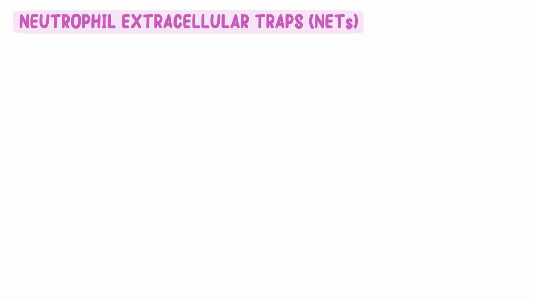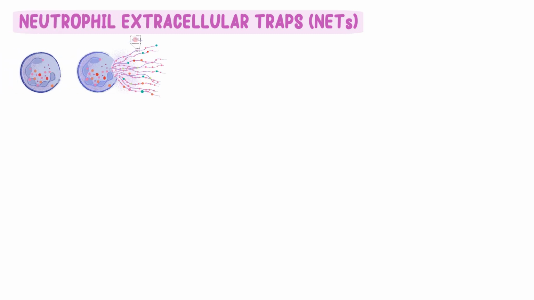In addition to their well-known roles in phagocytosis and microbial killing, neutrophils have another powerful weapon against infections: neutrophil extracellular traps. NETs are web-like structures composed of DNA and other nuclear materials that trap and neutralize pathogens at the site of infection. Let's break down how neutrophil extracellular traps are formed and why they are significant.